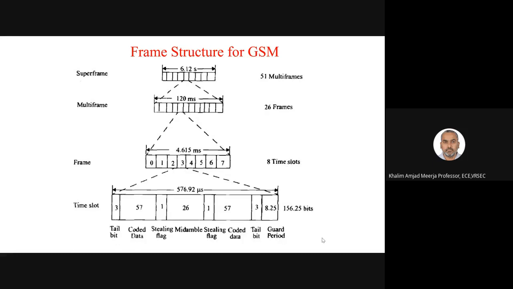So 26 of these frames will constitute a multi-frame. Okay, and such multi-frames, 51 of them form a super frame. The super frame spans 6.12 seconds, whereas the multi-frame, which consists of 26 frames, constitutes 120 milliseconds. The frame duration is 4.615 milliseconds, which consists of 8 time slots. Each time slot is 576.92 microseconds.